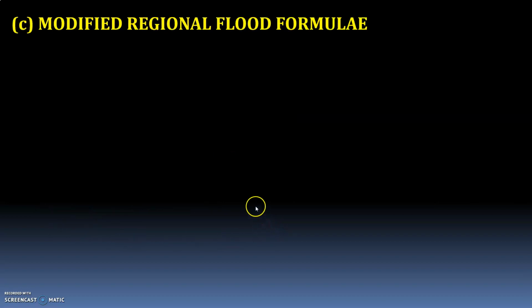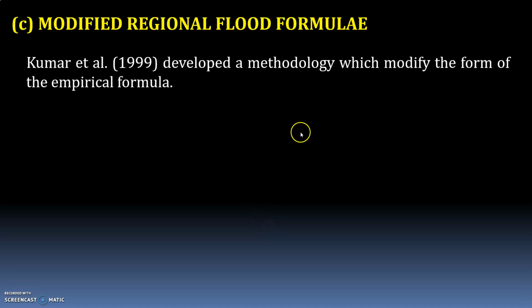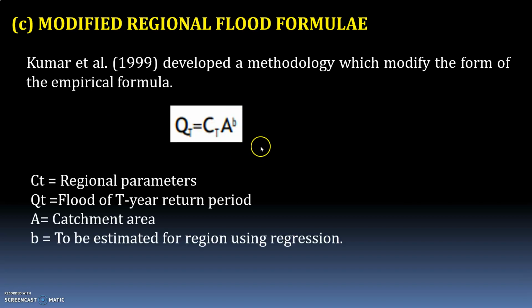Third one is the modified regional flood formula. Here, Kumar in 1999 developed a methodology which modified the form of the empirical formula: QT is equal to CT A raised to the power B, where CT is the regional parameter, a constant, QT is the flood of T year return period, A is the catchment area, and B is to be estimated for the region using regression. So here also there is a slight modification.